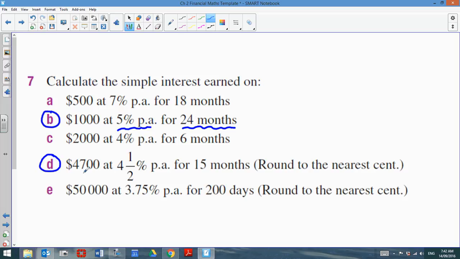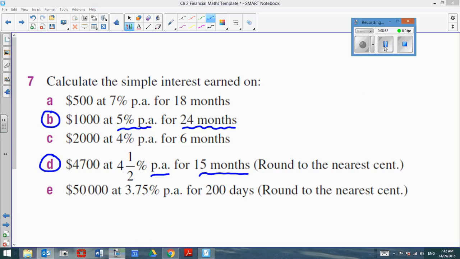Also try D, $4,700 at 4.5% per year, and we're leaving it in for 15 months. So again, these are going to need to match. So you can either convert them both to months or both to years. Go ahead and push pause, try both of these, and then you can check your answers.